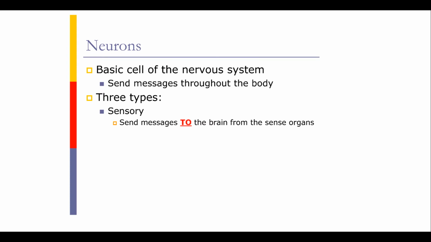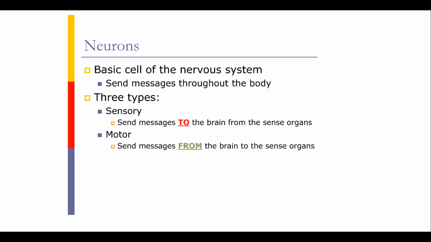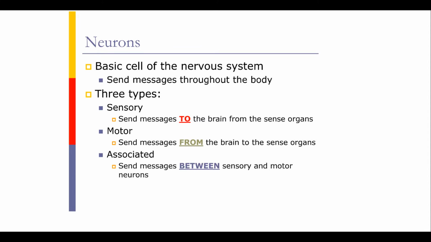We talked about this in class. You touch a hot stove. How do you know to move your hand? Well, a message gets sent from your hand to your brain saying hot, hot, hot. And then there are motor neurons that send messages from your brain to your hand to say, move that hand, move that hand. So the sensory neurons send messages to the brain from the sense organ. Motor neurons send messages from the brain to the sense organ. And then there are associated neurons that send messages between the sensory and motor neurons. Again, this should be review.